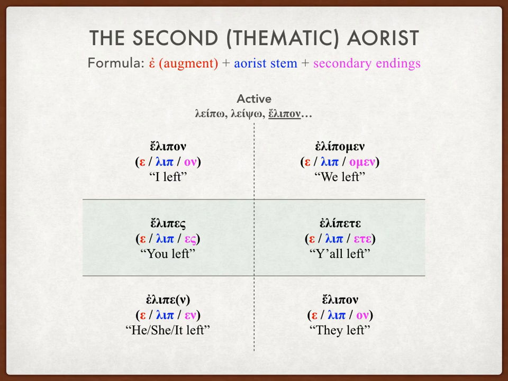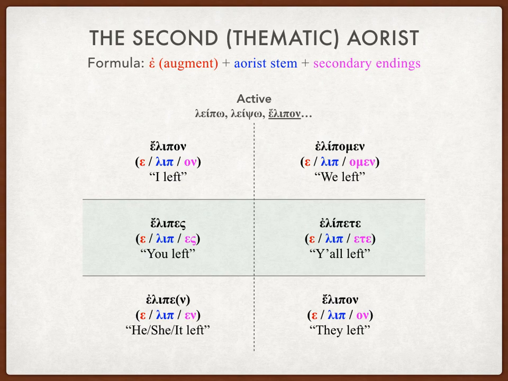So we've already seen that lepo, if you look at the principal parts like you see here, has a second aorist form, elipon. So this is illustrating a really important thing I want you to remember from this chapter as well. The only way that you can really tell when something is first or second aorist is by looking at its principal parts. There's no way to really predict which form one's going to go to.